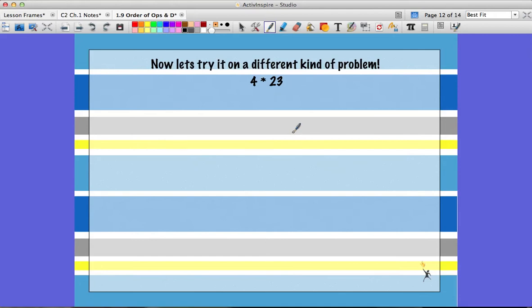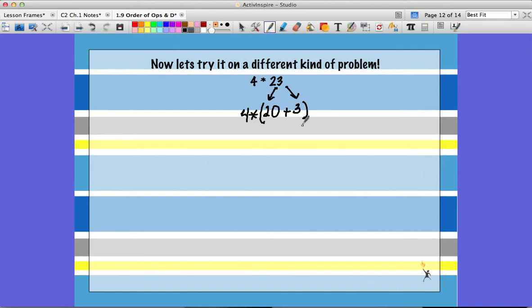Okay, so let's try this with 4 times 23. Since we have the 23 already, we have to break apart the 23. So we know that the 2 is actually 2 tens. So the 2 is actually worth 20. So this is where you want to know the value of the number. So the 2 is worth 20, and the 3 is worth 3. So whatever we put in our parentheses has to add together to make this number. Right? And then we keep the 4 and the multiplication on the outside.